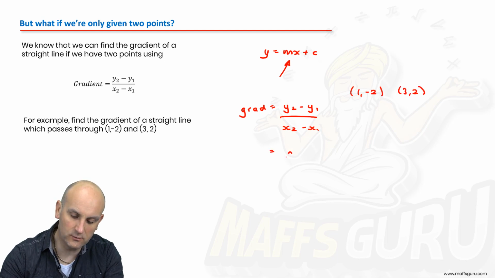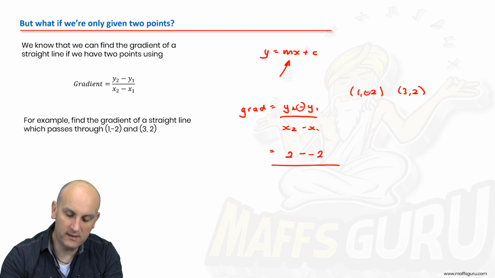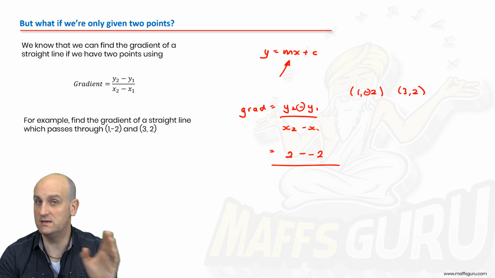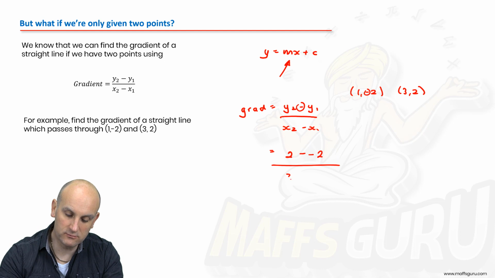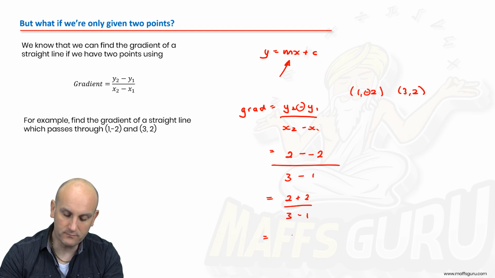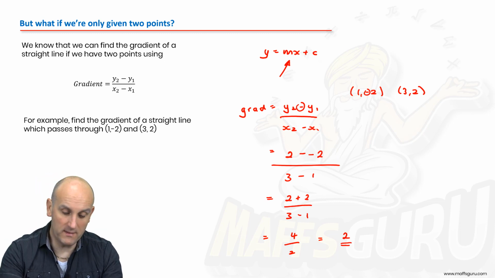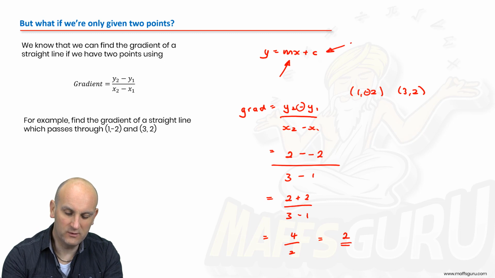Right, so y2 minus, minus 2. Now be very careful there, right? This minus sign and that minus sign are not the same, so I have to put minus minus. And x2 is 3 minus 1, right? So minus and a minus becomes a plus. So that's now the same as 2 plus 2 divided by 3 minus 1, which gives me 4 on 2, which gives me a gradient of 2. Now remember, that's 2 on 1. Now that's awesome. So I've got my m, but what is my value of c?